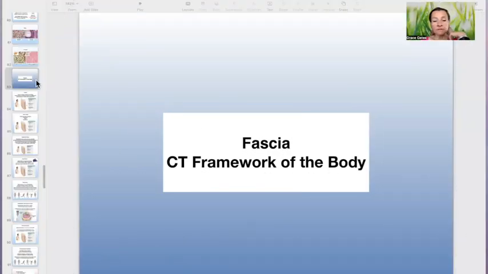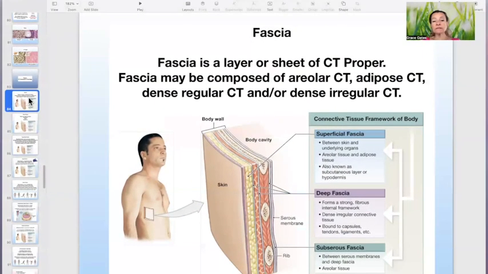Okay, this section is on fascia and the connective tissue framework of the body. Fascia is a layer or a sheet of connective tissue proper. So rather than thinking of a little postage stamp sized piece of the body wall, we can think of a whole layer or sheet of connective tissue proper. A sheet so big that it may actually wrap all around the entire body in one layer or sheet.